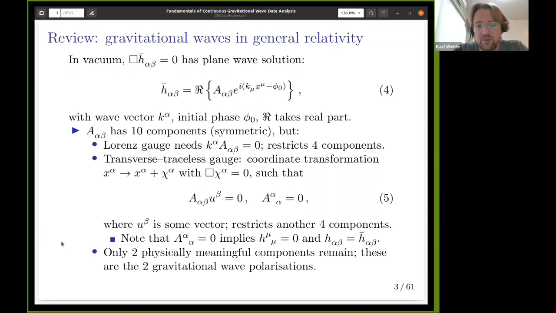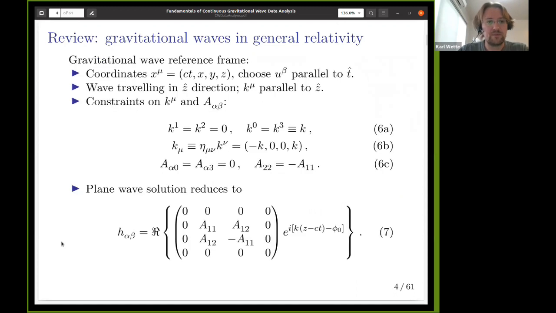You've probably heard of transverse traceless coordinates from before, and this is where they come from. Equation 5 basically gives you another restriction on another 4 components of this matrix A. So if you count those up, you realize that there are only 2 components left, which actually have any physical meaning. The rest of the components are basically set by the coordinates. And those 2 components represent the 2 gravitational wave polarizations that we have in general relativity, which we'll see in a moment.